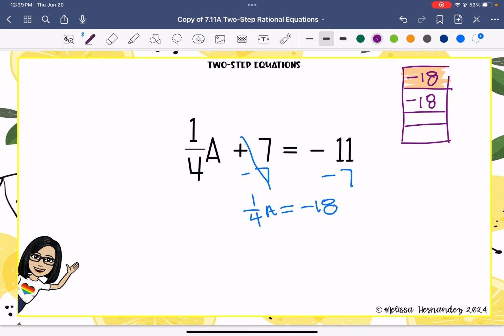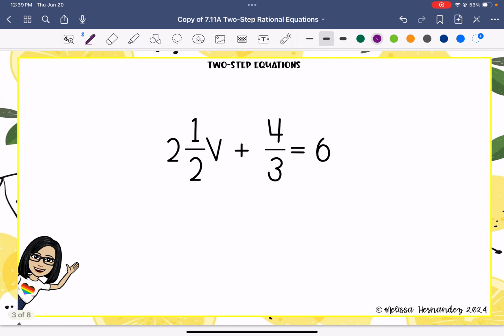Now we know all parts are equal. Mine's handwritten, so they're not, but just pretend they are. All 4 of them is the total value of A. That means I have to add -18 plus -18 plus -18 plus -18. And when you add all of them together, you'll end up with -72.